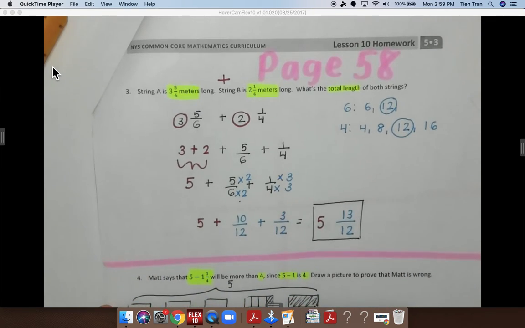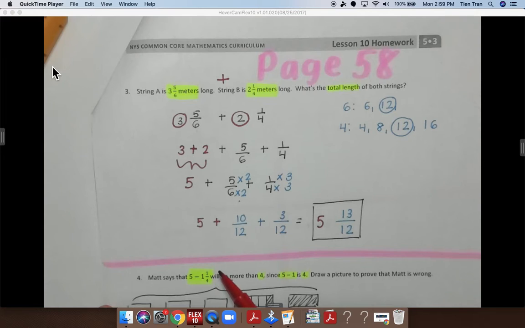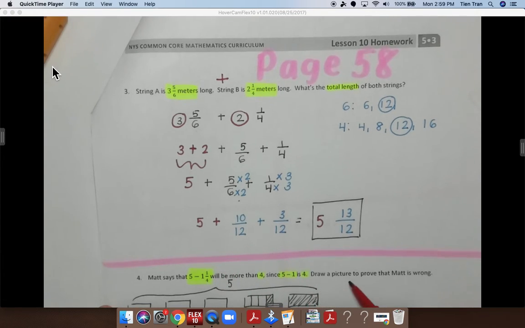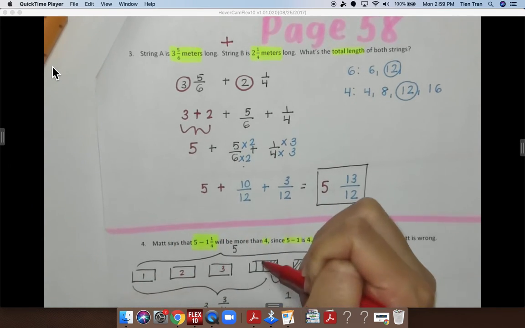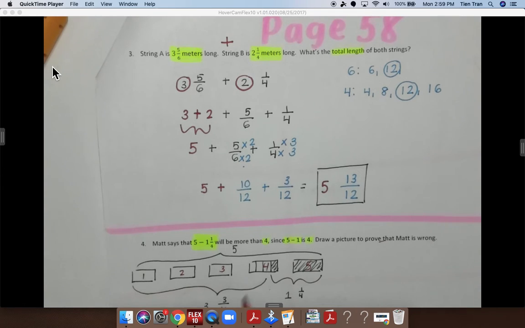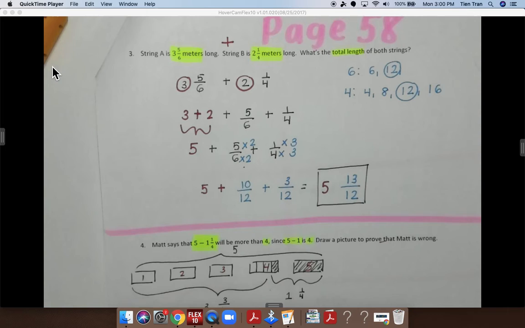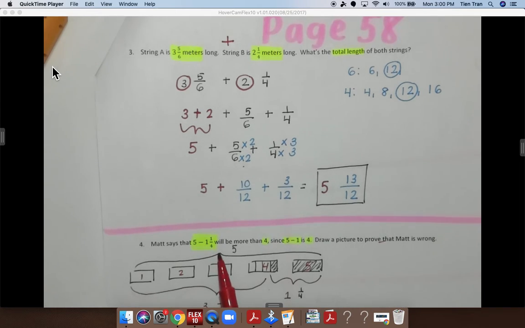Now, for problem 4, it says here, Matt says that 5 minus 1 1/4 will be more than 4, since 5 minus 1 is 4. Draw a picture to prove that Matt is wrong. So I drew a picture here that shows 5 pieces: 1, 2, 3, 4, 5. And he said that 5 minus 1 1/4 will be more than 4. But we know whenever you're subtracting, you're going to get less, right? Because 5 minus 1, we already know is equal to 4. It's not going to be more than 4. No way, especially if you have 1/4.